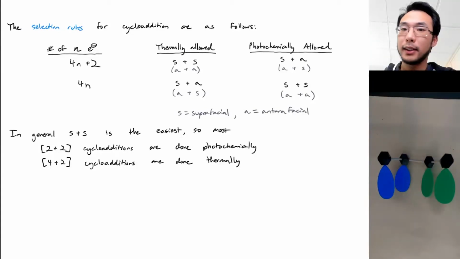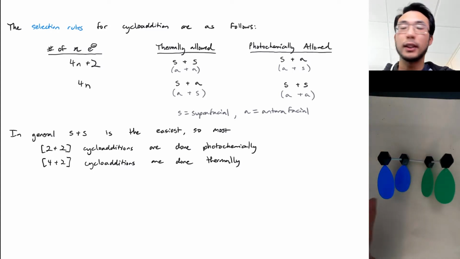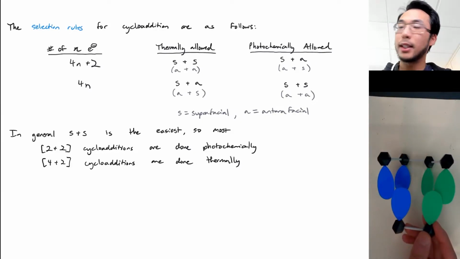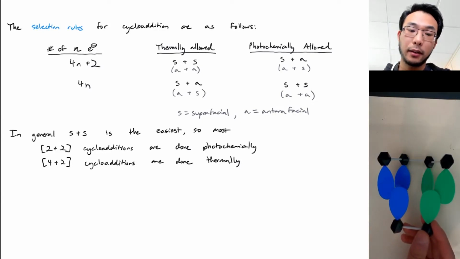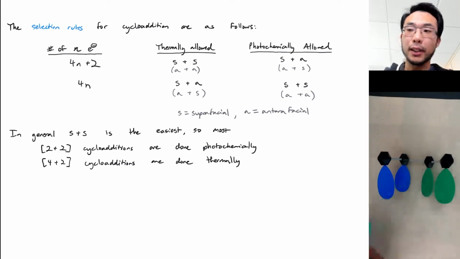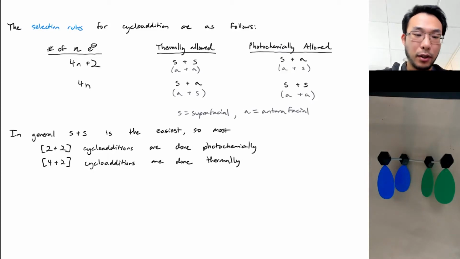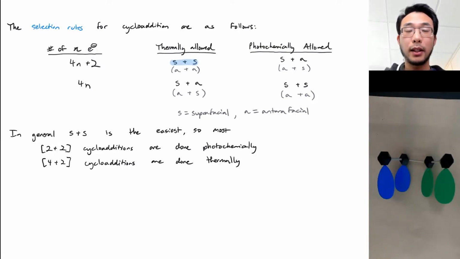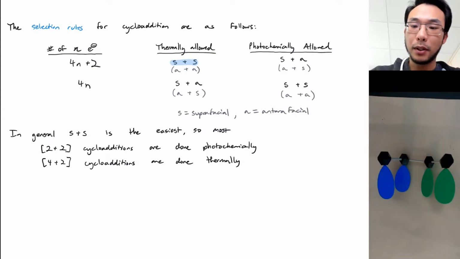So our pattern is that since suprafacial, so let's say suprafacial of this 4-atom piece, and suprafacial to this 2-atom piece, that combination is the easiest one to do, then we'll just use that as our benchmark. So we're always going to look for when that is allowed or not. Right? And so if you take a look at our table here, what you see is that the suprafacial plus suprafacial is going to be thermally allowed when we have 4n plus 2 electrons, and it's going to be photochemically allowed when we have 4n electrons.